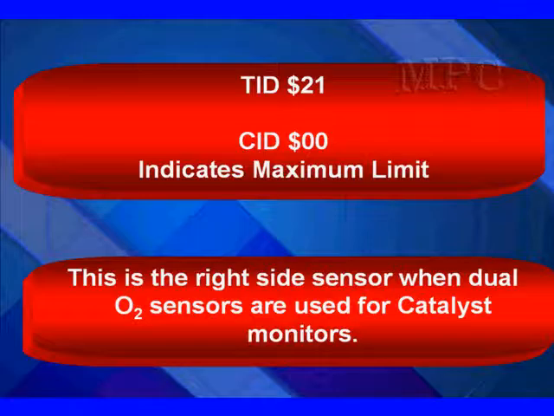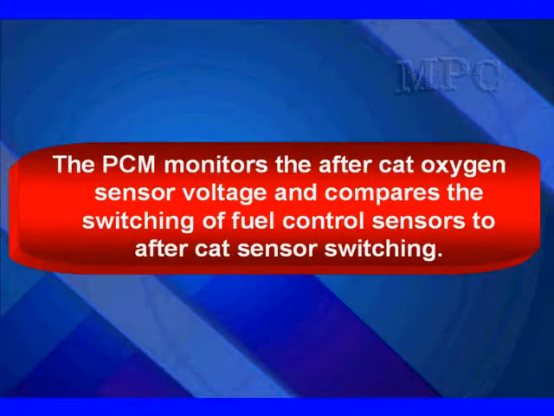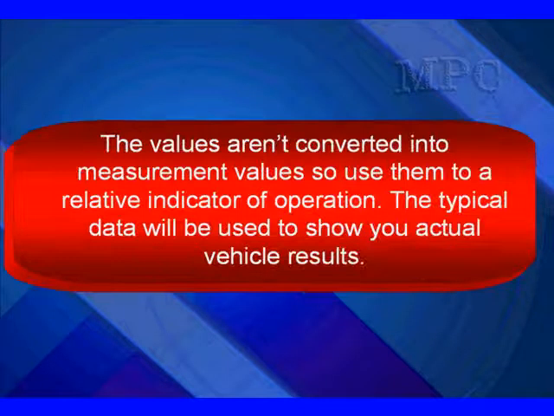Now, you may also occasionally see an FF, meaning the test did not have time to complete. This is the right side sensor when dual O2 sensors are used for catalyst monitors. The PCM monitors the aftercat sensor voltage and compares the switching of fuel control sensors to the aftercat sensor switching. Now, the values aren't converted into measurement values, so use them as a relative indicator of operation.